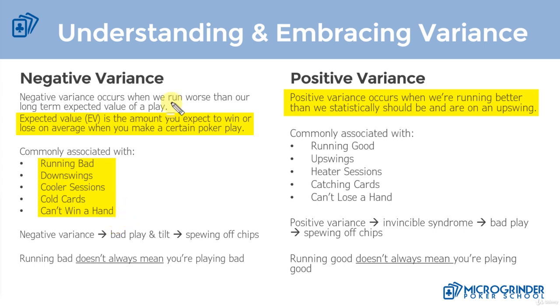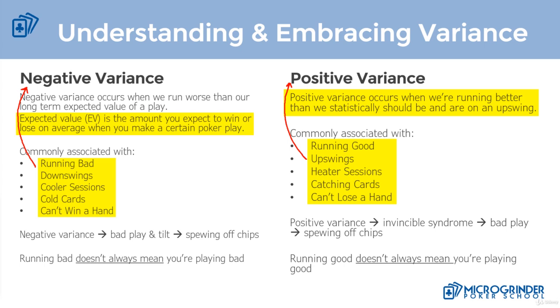On the flip side, with positive variance, you're typically going to see somebody running really good. They're on an upswing, on what they would call a heater session, where they're catching all sorts of cards and making all sorts of hands, and they can't seem to lose a hand. While these are associated with negative variance and positive variance, it doesn't always mean that you're playing well or you're playing bad. Luck always plays a factor in poker, even though there's skill within poker and skill in the long term is always going to beat out luck. In the short term, luck always plays a factor. I do have some additional items that I want to talk about before we move on to the next slide.